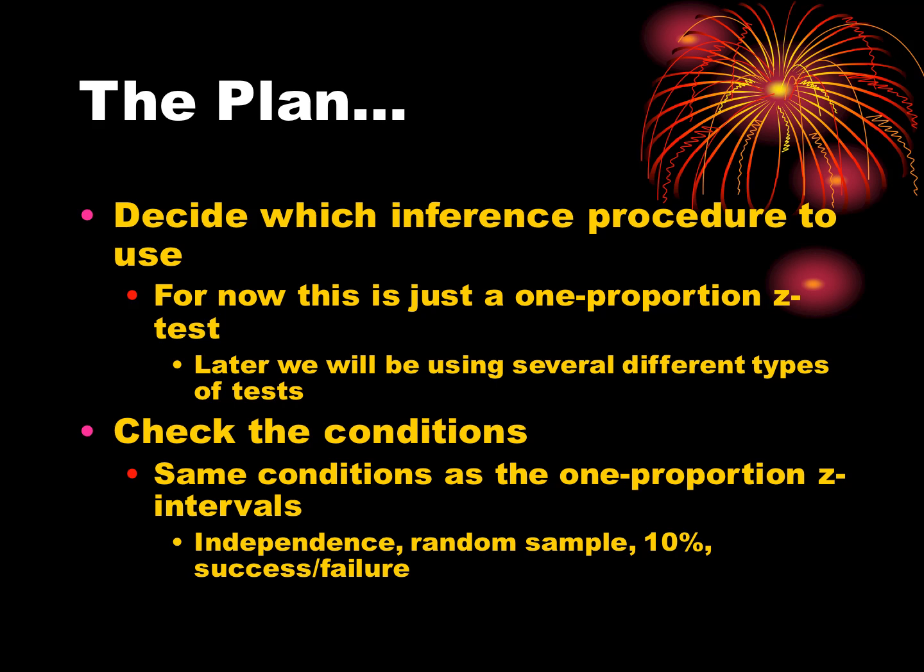We have to write our hypotheses and check our conditions. The conditions are the same. The only difference is that when I check success-failure, I'm checking it not with my sample proportion, but with my hypothesized proportion. If I'm pulling from the deck 20 times, I expect 10 successes, because that's what I believe is true until I have proven otherwise. So our success-failure has to be based on our hypothesized proportion. We're still making sure independence is reasonable by checking random sampling and the 10% condition.